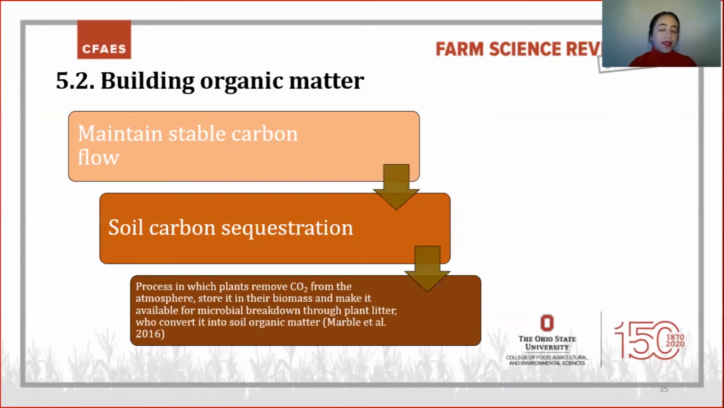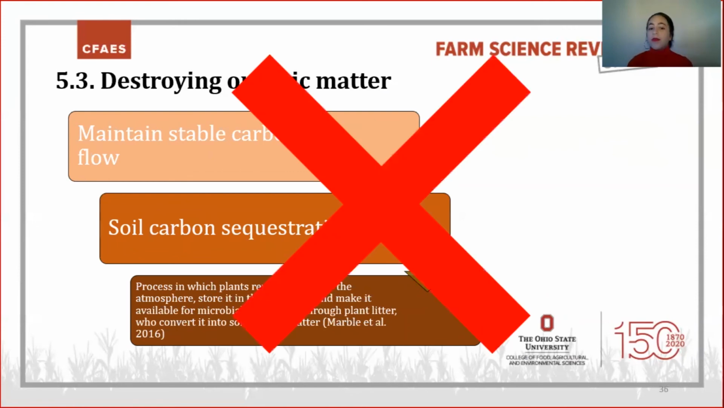Now, this is the process in which plants remove CO2 from the atmosphere. They store it in their biomass, they make it available for microbial breakdown through plant litter, and then the microbes convert it into the soil organic matter. This diagram basically sums up what we've discussed, the carbon inputs, and then the processes that happen for that carbon from the plants to then enter the soil system and stay there, because we want the carbon to stay in the soil system.